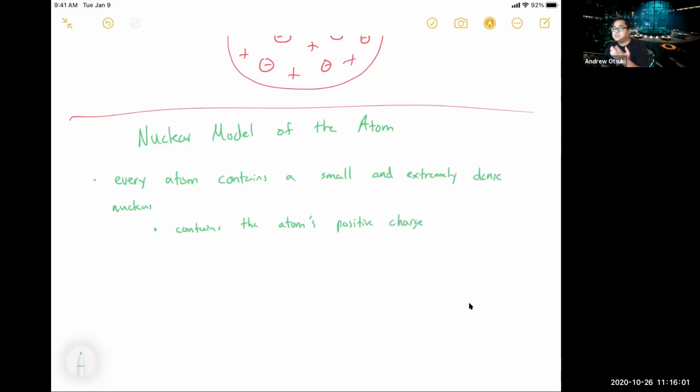The reason we can state that it contains the atom's positive charge is that those alpha particles are actually helium nuclei. So they have protons and neutrons, and protons are positively charged, right? When they hit the nucleus of the gold in the gold foil, they repel each other, and that's why they deflect away from each other, essentially. So it contains the atom's positive charge and nearly all of its mass.